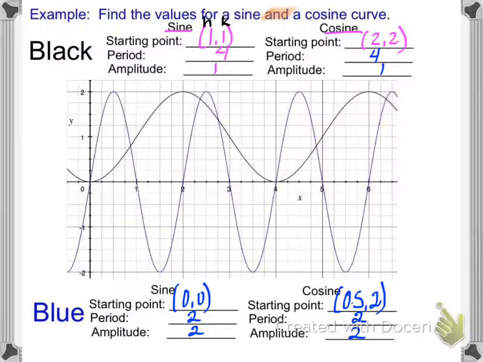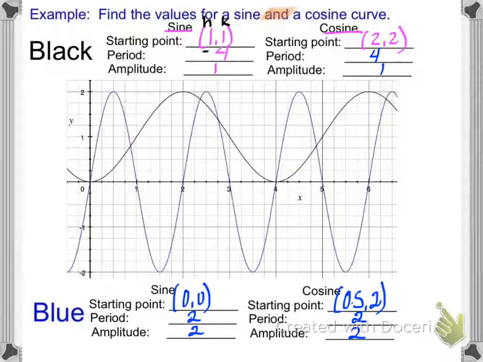So now let's find the rule for sine, and then we'll compare that to the rule for cosine. Remember when it's sine and cosine, they have the same period and amplitude because it's the same curve, with the starting point varying. So again, that's going to happen in my rule. I'm going to have the same a and b value, period and amplitude, but I'm going to have a different h and k value. So let's take a look at the sine rule.